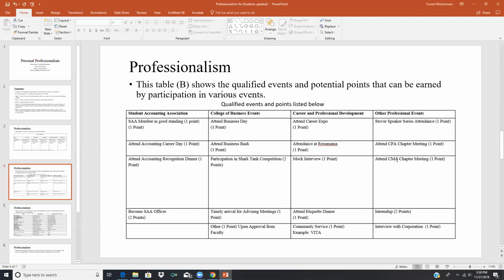If you attend the CMA chapter meeting, not just the membership, but attending the meeting, and if you do an official internship, you get 2 points. And if you have an organized interview with a corporation, an actual interview with a corporation, then you get 1 point. So there is a list of events which you can attend to get those points.